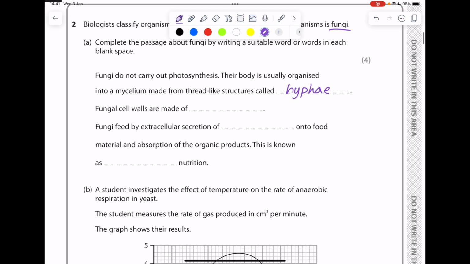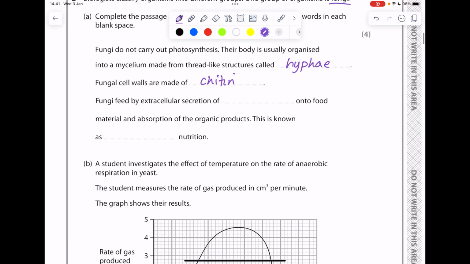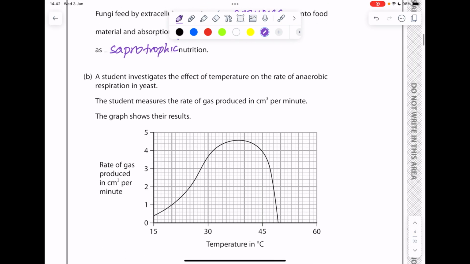Fungal cell walls are made out of chitin. Fungi feed by extracellular secretion of enzymes onto food material and absorption of the organic products. This is known as saprotrophic. Remember, that is all mentioned in the specification right at the beginning.